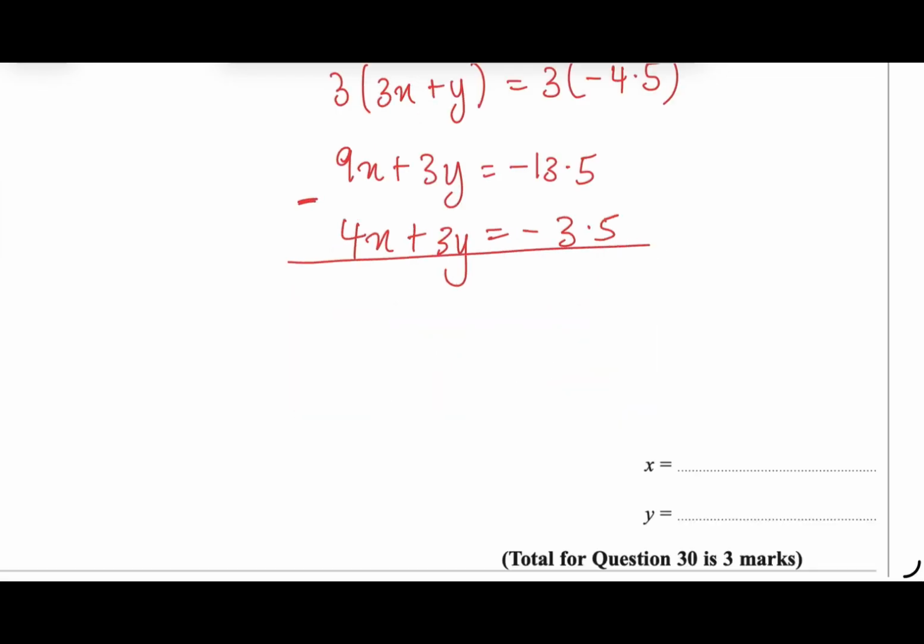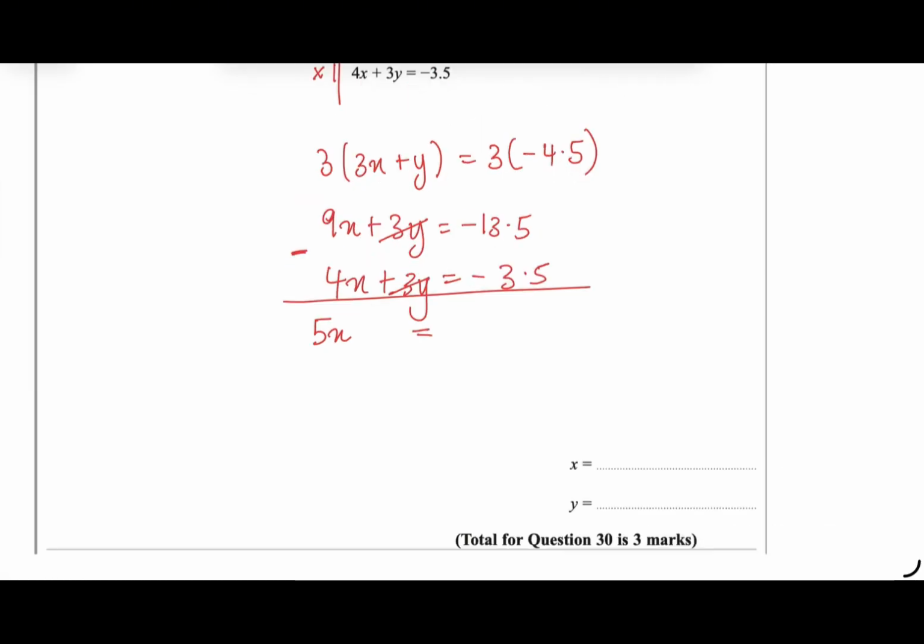So now you want to subtract the equations from each other. So 9x take 4x is 5x. 3y take 3y is 0, so the 3y's cancel out each other. We're going to write down the full thing to make it easier. So negative 13.5 take away, and I'll put it in brackets, negative 3.5.